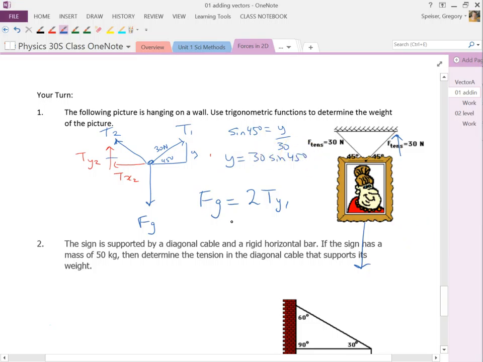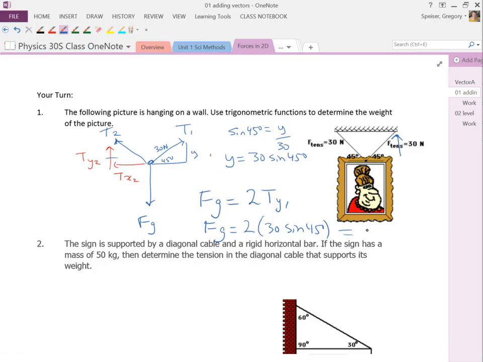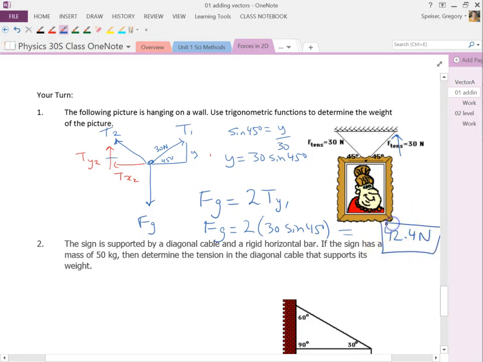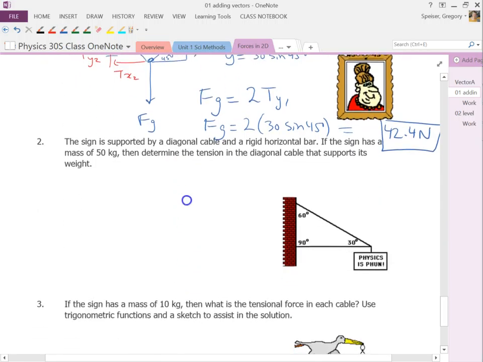So overall here, I can say that the force of gravity is going to be equal to 2 times 30 times the sine of 45 degrees, which is equal to, and again I need to get my calculator out, 60 times sine of 45, 42.4 newtons. So there's the weight of the sign for the first one.